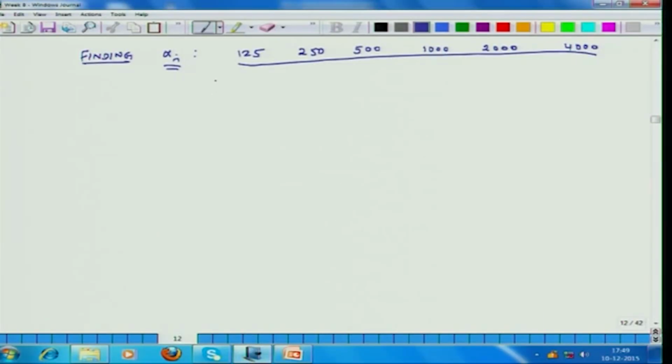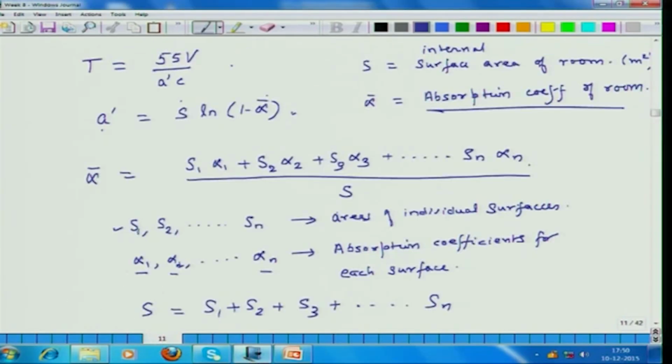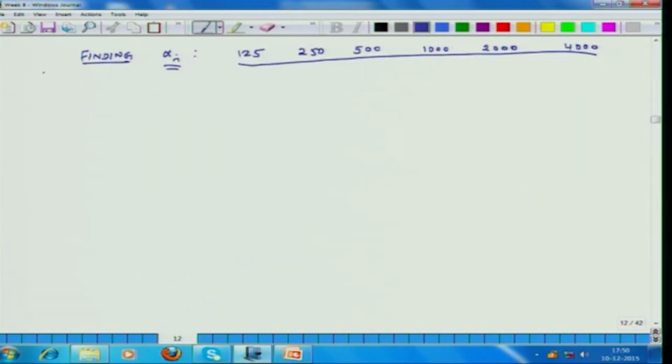or if you have some special material, you have to identify its absorption coefficient. Then once you have done this, you can calculate the value of this alpha bar. From alpha bar you calculate A prime, and from this you calculate the reverberation time of the room. So that's a fairly straightforward process.